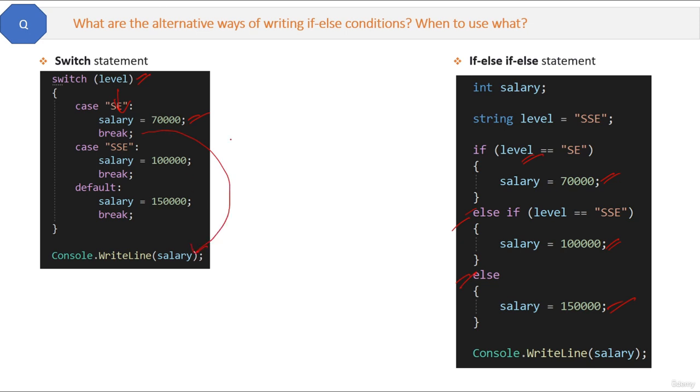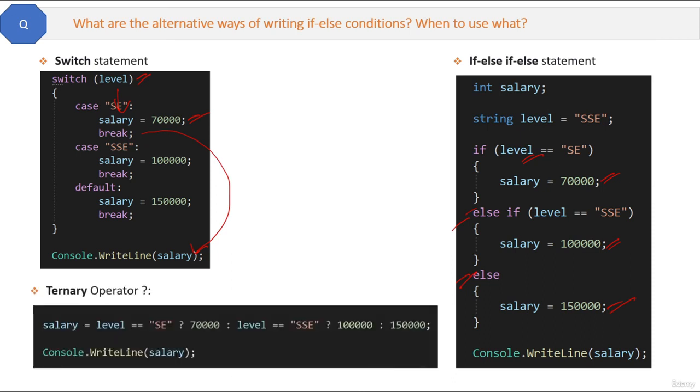Now the another way to write this if else condition is ternary operators. This question mark and colon are called ternary operators. Here if level is equal to SC, and that is true, this salary variable will be equal to the immediate option available after the question mark. In this case, if this is true, then salary will be 70,000.